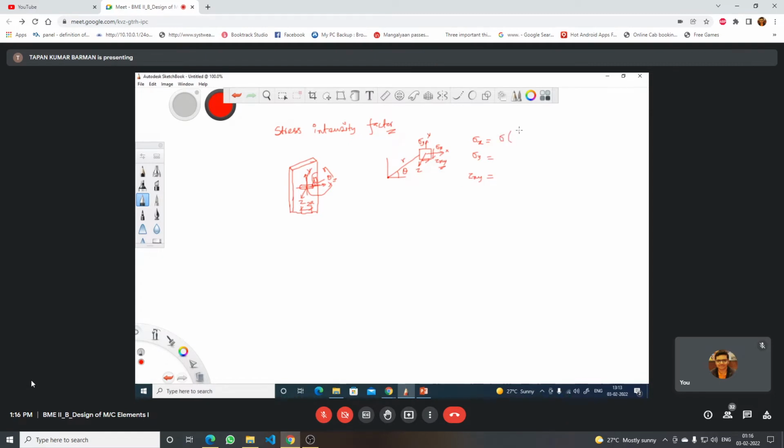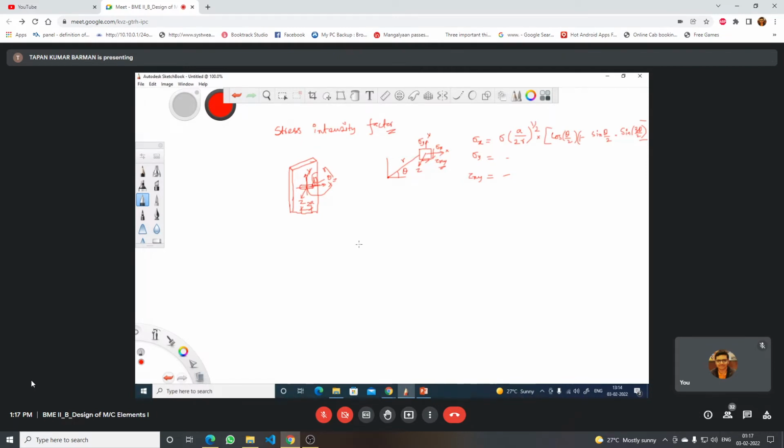Right now I am writing only the equation. This value is r, so it is under root 2r into cos theta by 2. You may check with any book, 1 minus sin theta by 2 and sin 3 theta by 2. So similarly, sigma y and tau xy, these values may be estimated from this geometry.